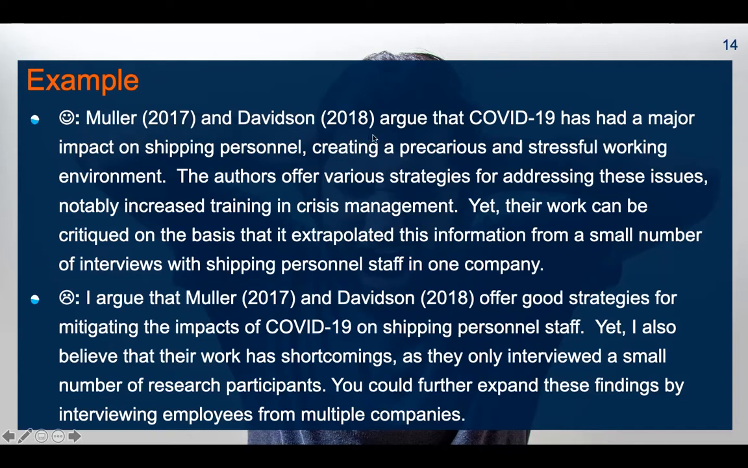So you're saying Muller and Davidson argue, the authors offer various strategies, yet the work can be critiqued on the basis that. So you'll see that's written in an objective tone, not using the first person. Whereas in the second example, it's using I argue that, yet I also believe that, and this you should avoid. You could further expand these findings by, I would avoid that. Just avoid using the word you, which is second person, and preferably do not use that.